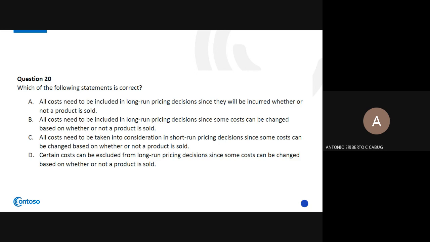Enter your answers now. The question is, which of the following statements is correct? So I hope you're able to encounter the concepts of life cycle costing. No? Enter your answers, please.